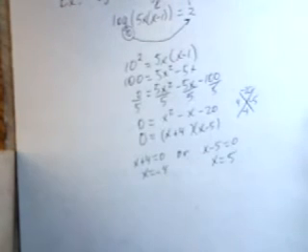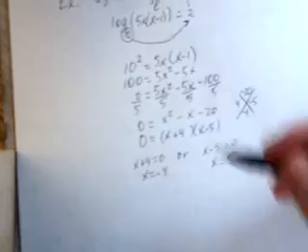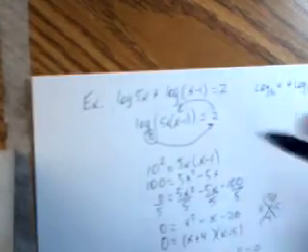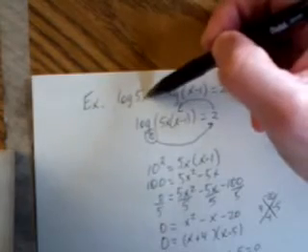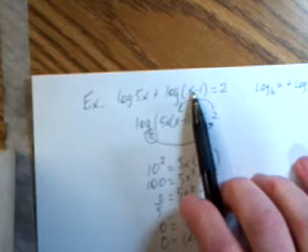The question is, which one is extraneous? To figure that out, you've got to plug it back in. If you substitute 5 back into the original problem, here's what you're looking at. 5 times 5 is 25. 5 minus 1 is 4.